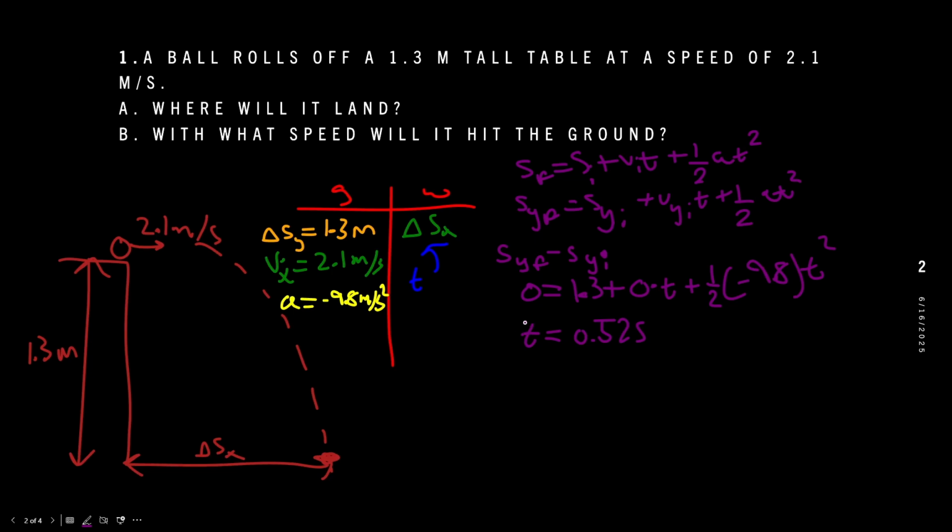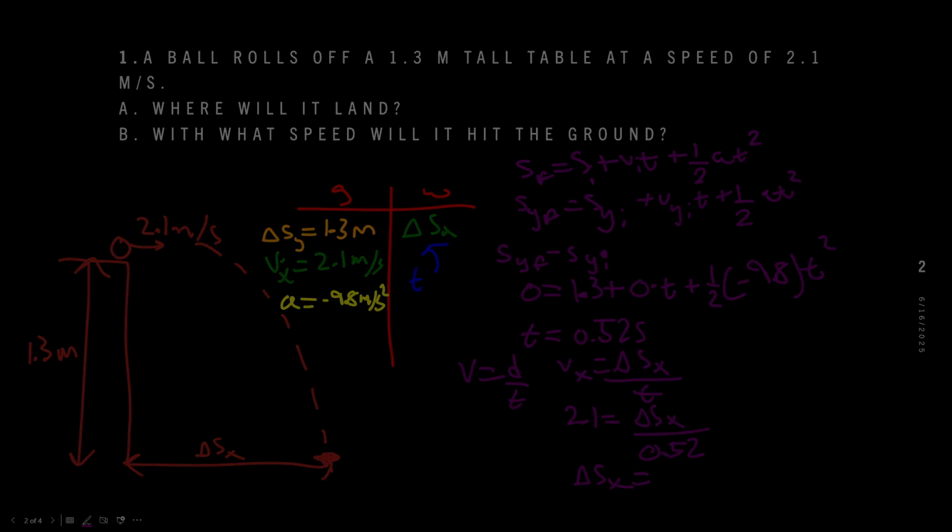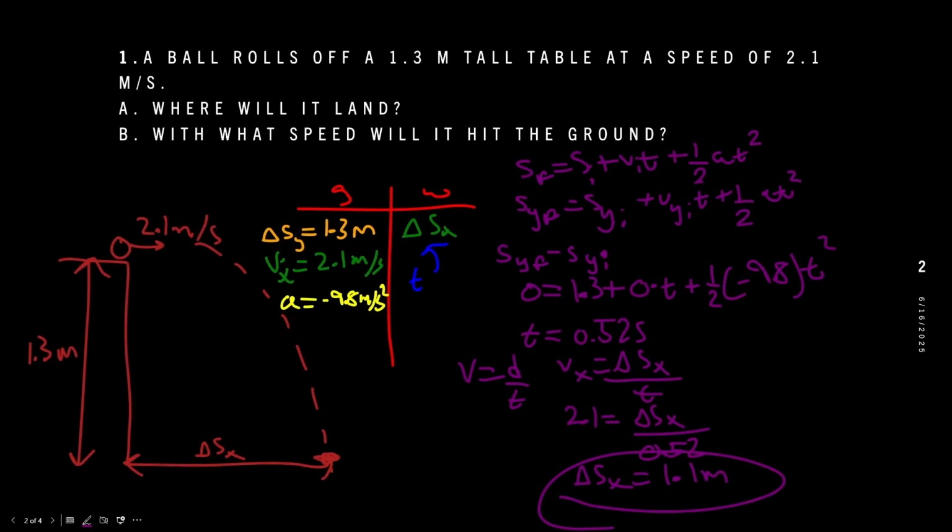So that's the first part to solve part A. And then to find delta Sx, we need to use the formula V equals d over t. And we could modify this equation for this problem and write Vx equals delta Sx over t. So we know velocity for x is 2.1. Then we're finding delta Sx, and then time is 0.52. So if we solve that, we get Sx equals 1.1 meters.